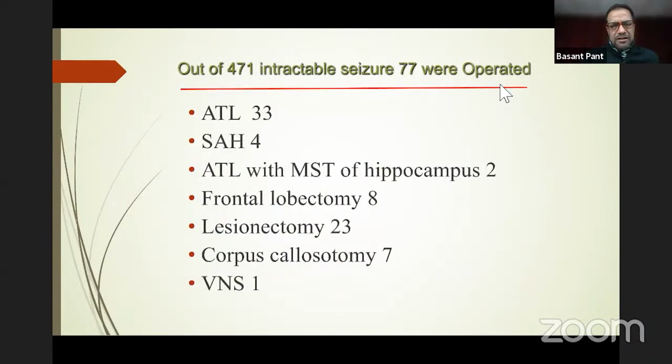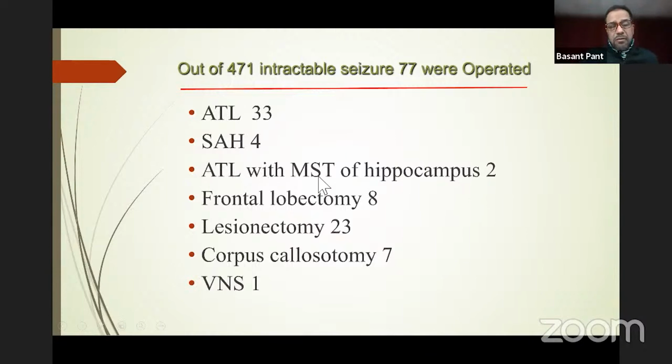Now, this is old data of 471 intractable seizure candidates over almost 2 years. I have not updated my fresh data, but there were only 77 whom we operated on, 31 were anterior temporal lobectomy. Selective amygdalohippocampectomy we did in 4 cases.